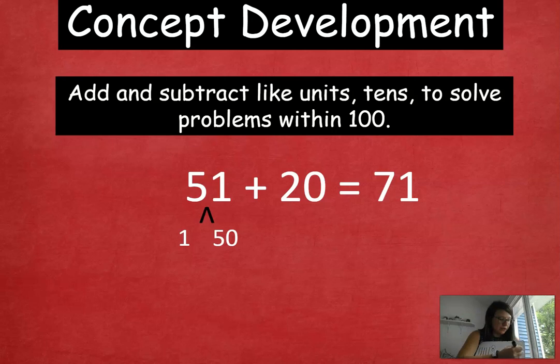Or, like they're doing on this board here, which is similar to what I did on mine, is break apart the 51 into tens and ones. There are 5 tens, which is 50, and 1 one. Now, be careful. With this one, you're not adding ones. You need to add like units. So you're going to add your tens. 50 plus 20. What does that look like? What problem does that look like that we just did?